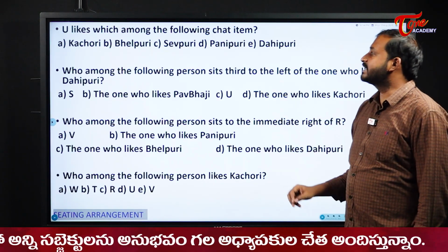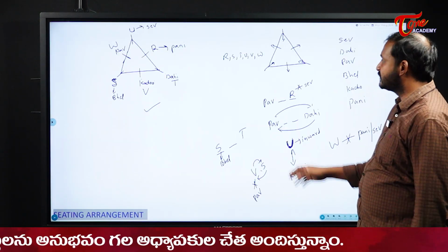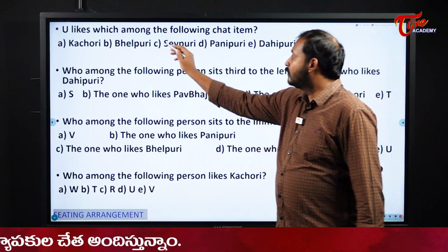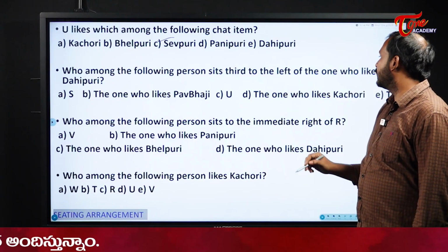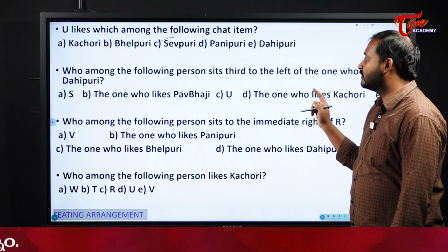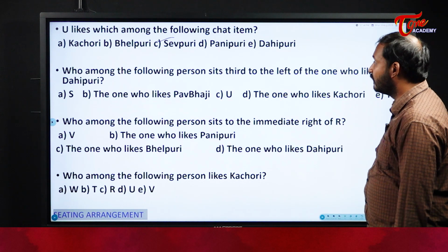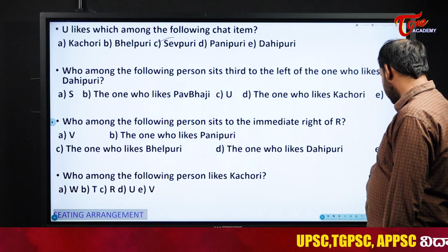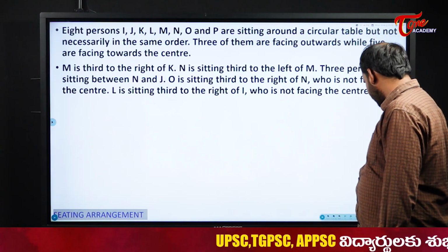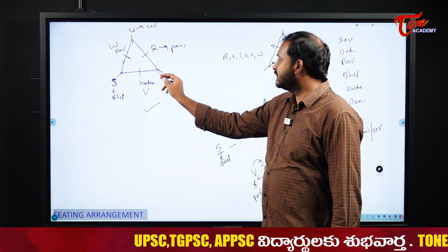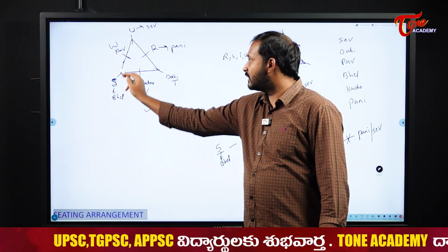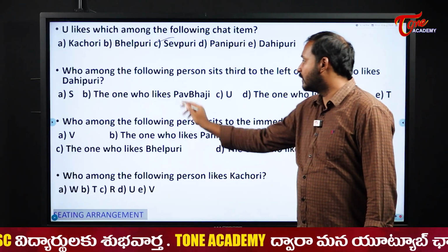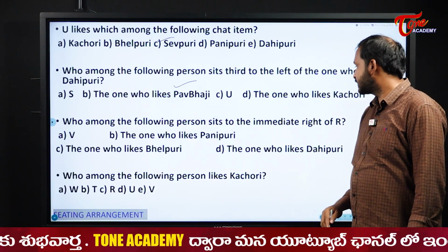Questions. Who likes which among the following chat items? Who among the following persons sits third to left of the one who likes dahi puri? Third to left of the one who likes dahi puri. Dahi is third left means he is facing inward. It is W and he likes pav bhaji.